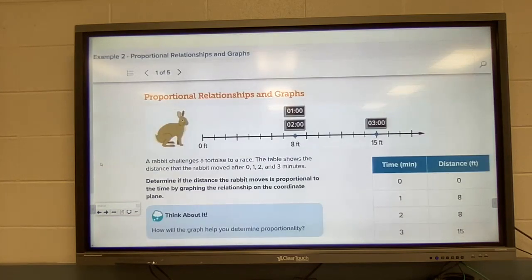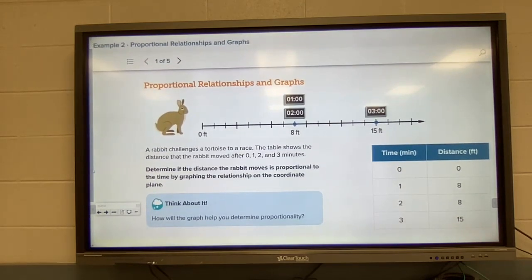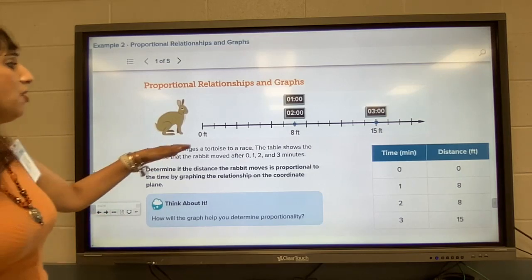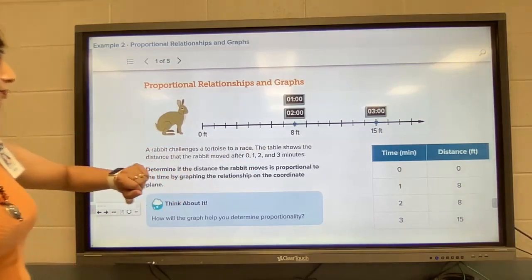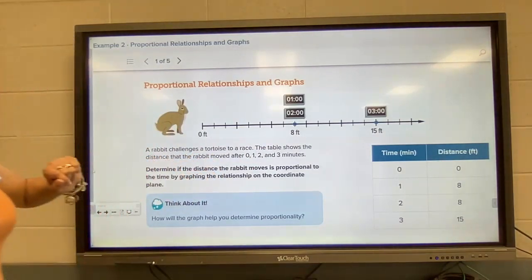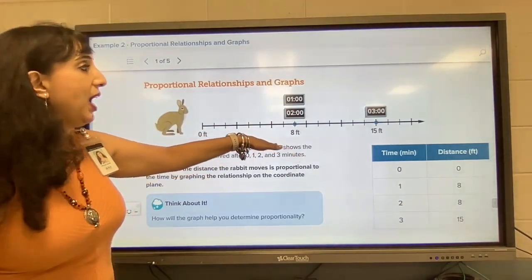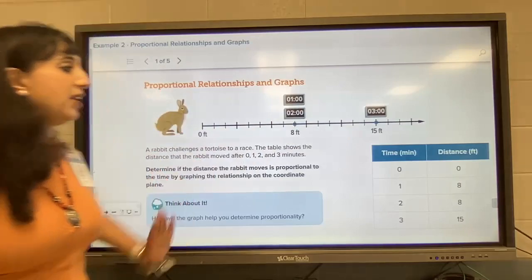Okay. Let's look at this one now. A rabbit challenges a tortoise to a race. The table shows the distance that the rabbit moved after 0, 1, 2, and 3 minutes. So 0, and then you have in 1 minute 8 feet, in 2 minutes you still have 8 feet, and in 3 minutes it is 15 feet.